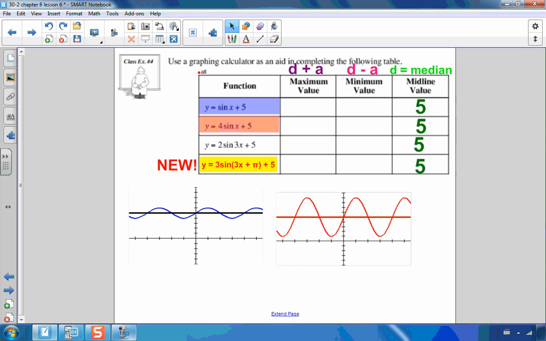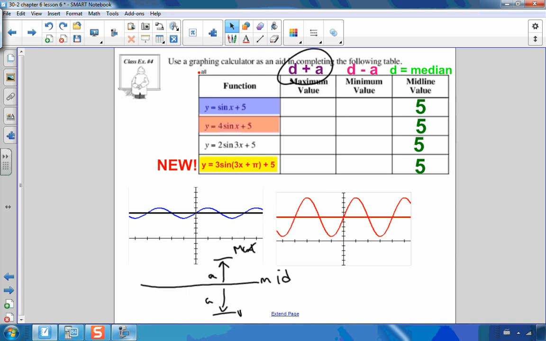If you think about the midline, and the a value is the amplitude, if I go up my amplitude, I'll be at a maximum value. So that's why for maximum I do midline plus amplitude. If I go down the amplitude, I'll be left with my minimum value, which is why I say that d minus a is your minimum value. So max value is d plus a.